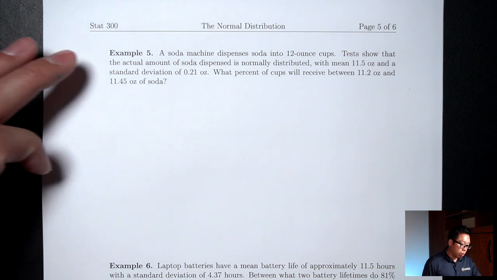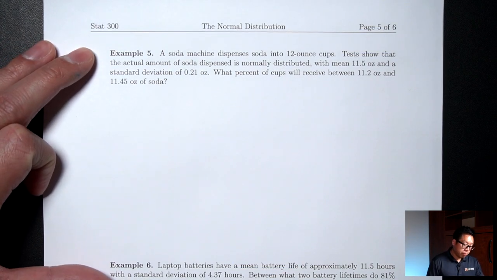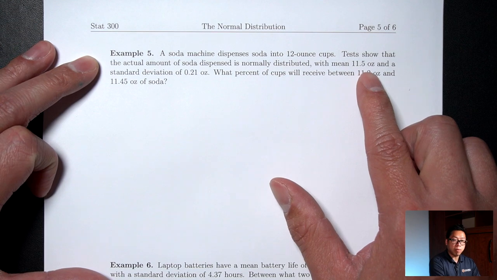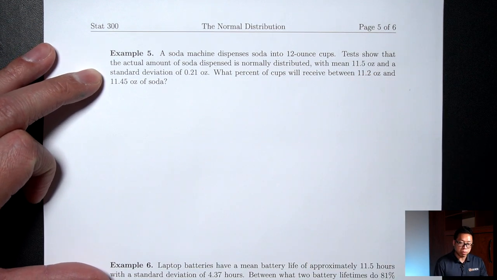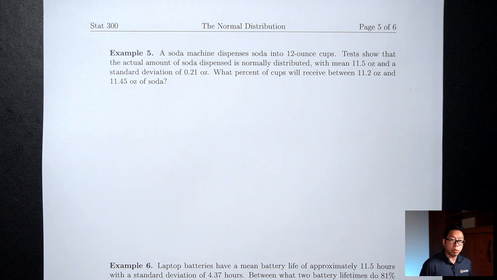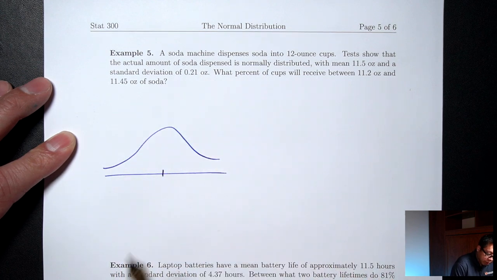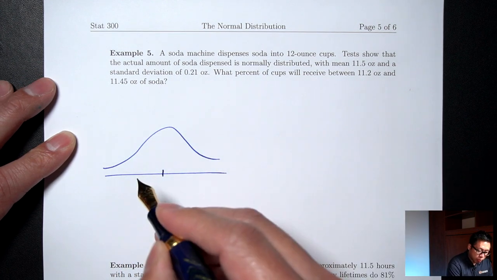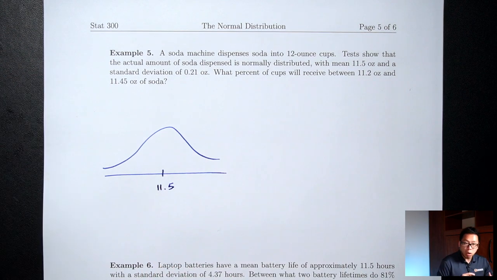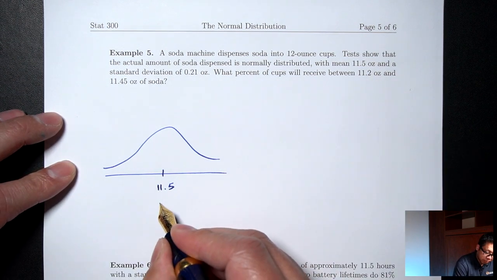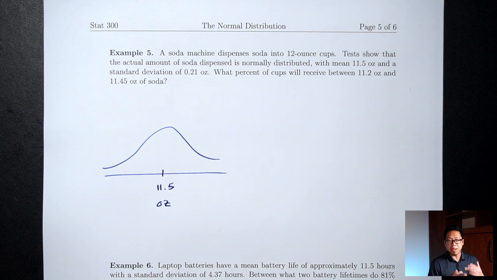Example 5. A soda machine dispenses soda into 12-ounce cups. Tests show that the actual amount of soda dispensed is normally distributed with mean 11.5 ounces and standard deviation 0.21 ounces. What percent of cups will receive between 11.2 ounces and 11.45 ounces? First thing I always do is draw the normal distribution picture and put the mean in the middle. Our mean here is 11.5. And then I always label what the x-axis represents. So this 11.5 on the x-axis was ounces. Anytime I see ounces, I know that's an x.